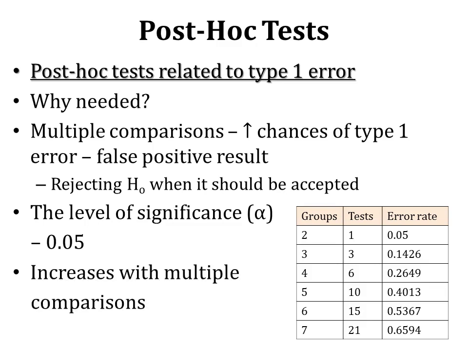As you increase the number of multiple comparisons, your error rate is also increasing. If you have 15 tests to do for 6 groups, then your error rate is more than 50%. And it increases further and becomes 2/3 if you have 21 tests to perform. So the chances of making type 1 error increase with the increasing number of tests.